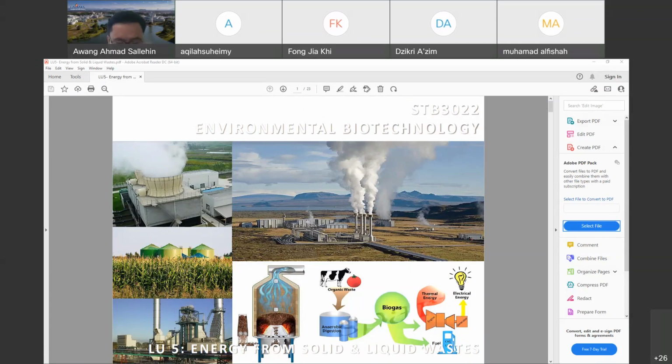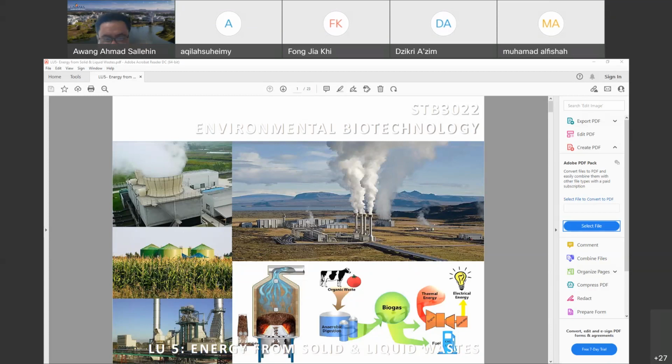So this is also related to the new term, circular economy. Circular economy means that everything is being used up, and none is being wasted. When we discuss energy production from solid and liquid waste, biotechnology plays a major role in getting this converted successfully and fully into energy.